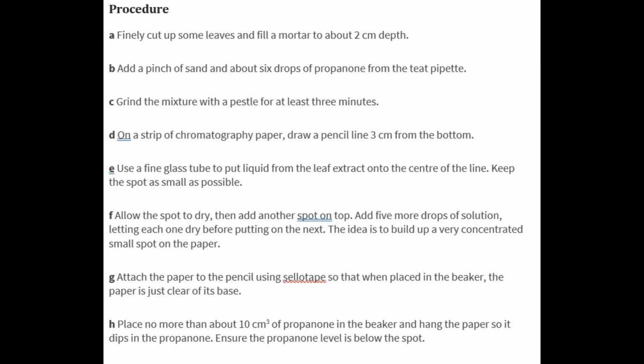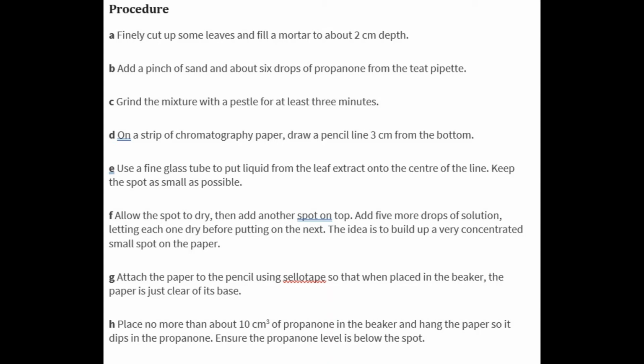This is the procedure. A, you finely cut up some leaves and fill a mortar to about 2 centimeters depth. Add a pinch of sand and about 6 drops of propanone from the teat pipette. Grind the mixture with a pestle for at least 3 minutes. On a strip of chromatography paper, draw a pencil line 3 centimeters from the bottom. Use a fine glass tube to put liquid from the leaf extract into the center of the line. Keep the spot as small as possible. Allow the spot to dry, then add another spot on top. Add 5 more drops of solution, letting each one dry before putting on the next. The idea is to build up a very concentrated small spot on the paper.